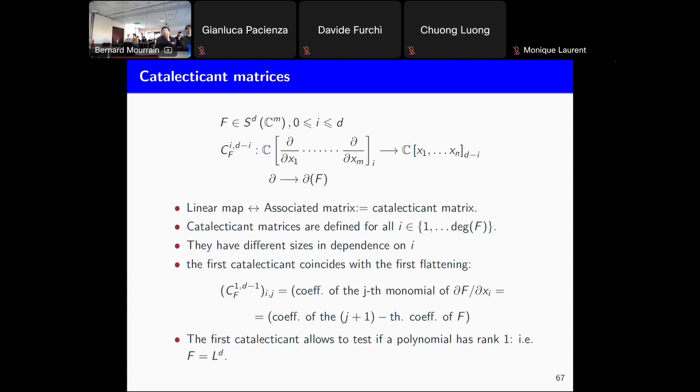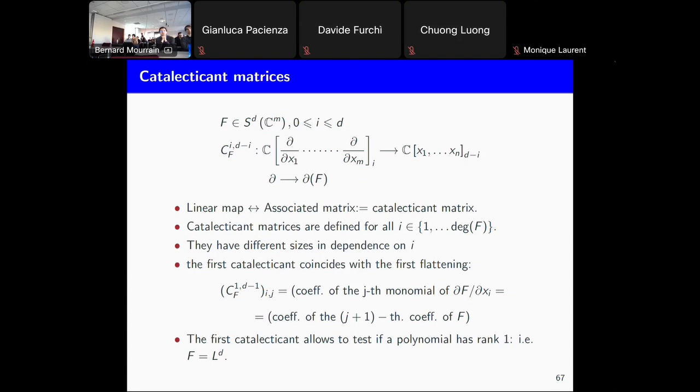And these matrices, as I defined them, are defined for all i going from 0, not 1, up to the degree of f. And of course, I have different sizes. Depending on the order I take, I have a different space of polynomials in the domain, and they have different sizes. It looks like a trivial comment, but at some point we will have to deal with the fact that they have different sizes.